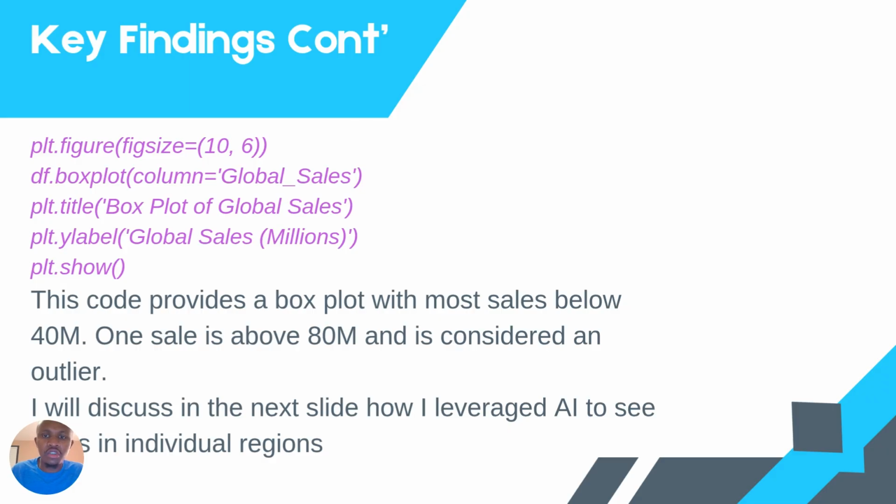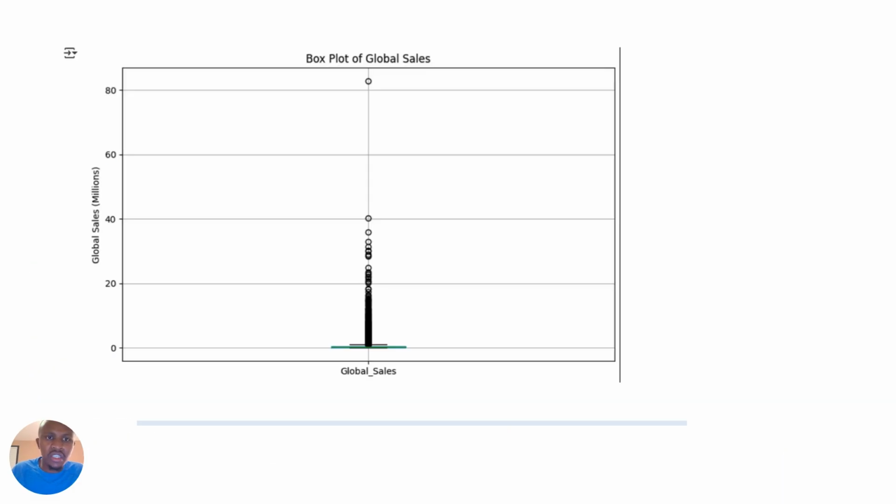So this shows us that we have a box plot for global sales. The global sales are in millions. I assume these are in dollars, ranging from zero all the way to 80 million US dollars.